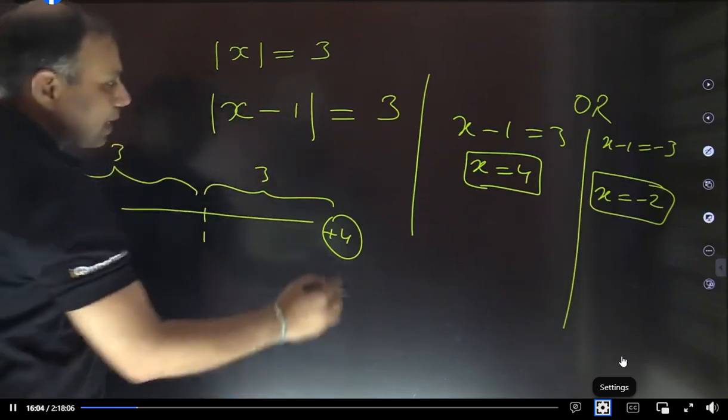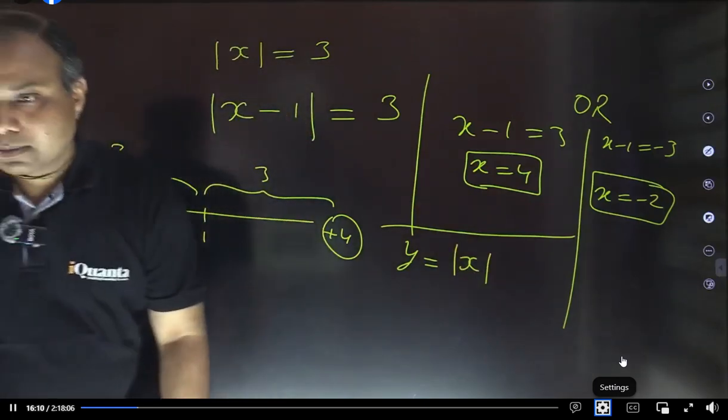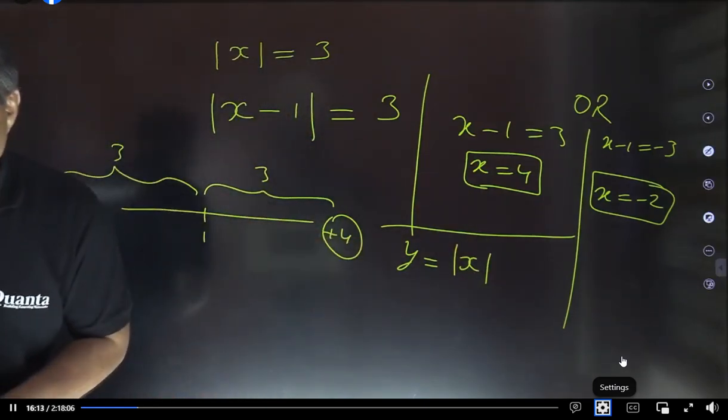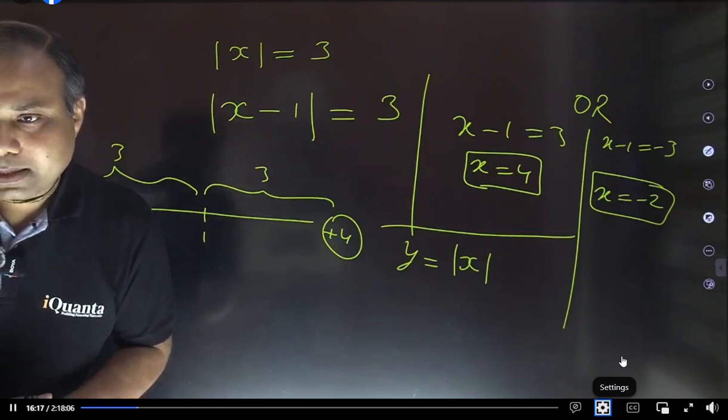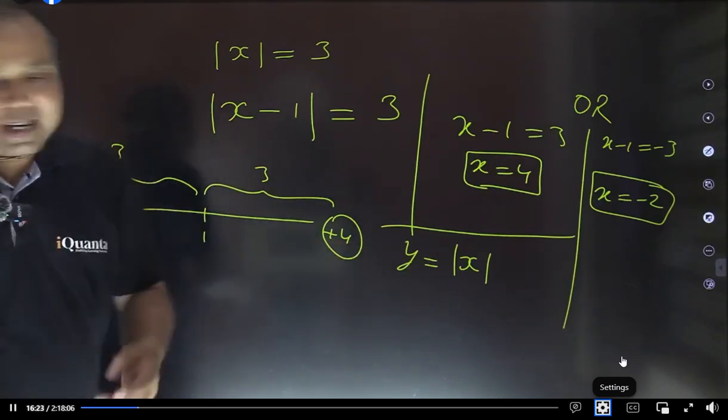And I think we also discussed the graph, y is equal to mod x. What will be the shape of the graph for y equals mod x? Can you just write in the comments? Yes, it's a V graph. Nice.